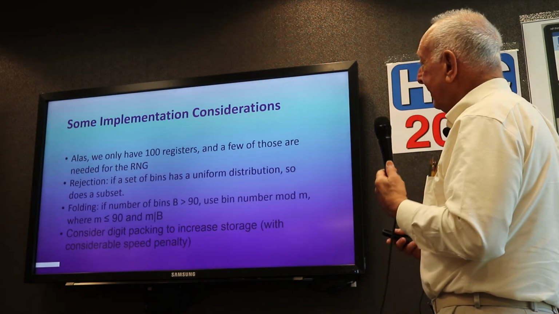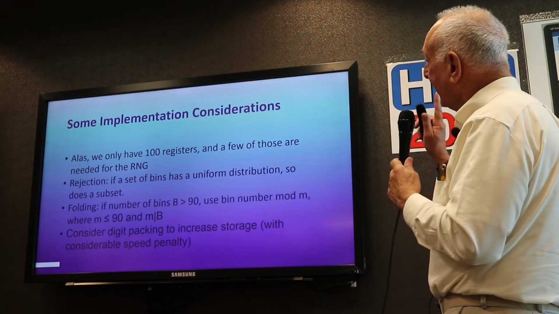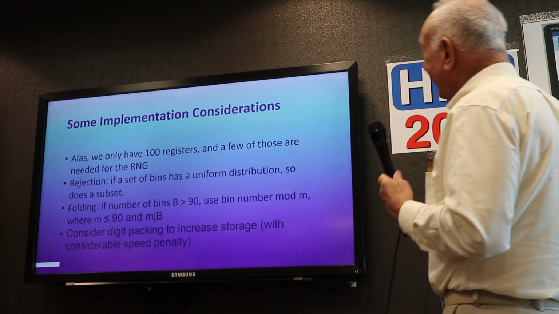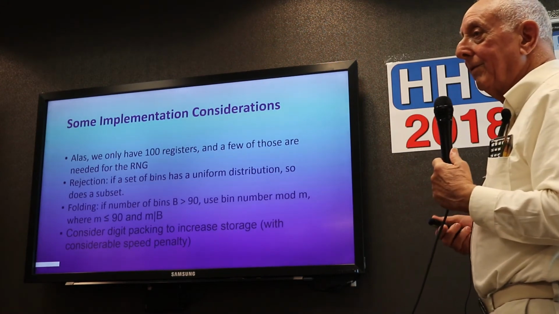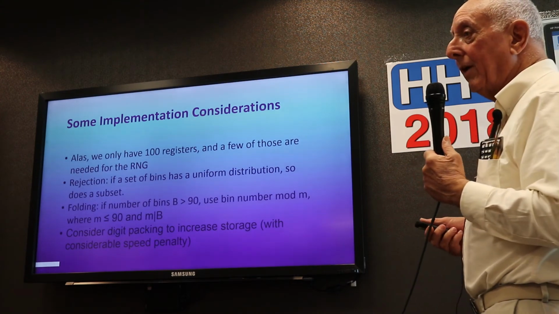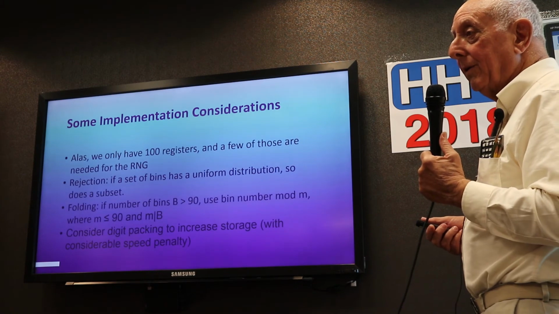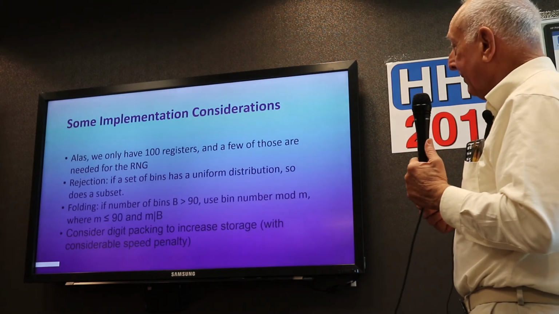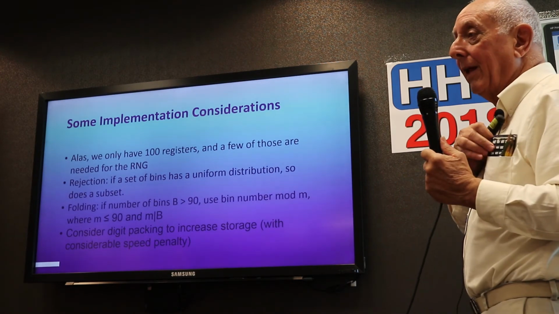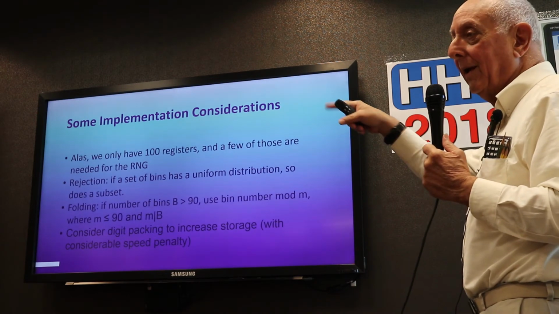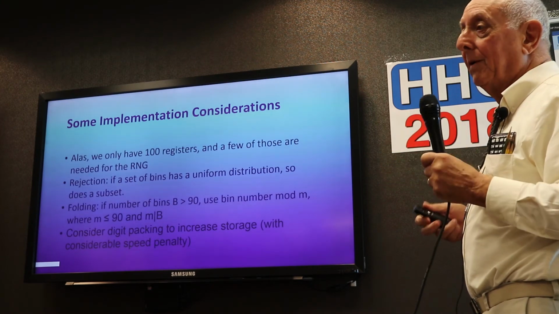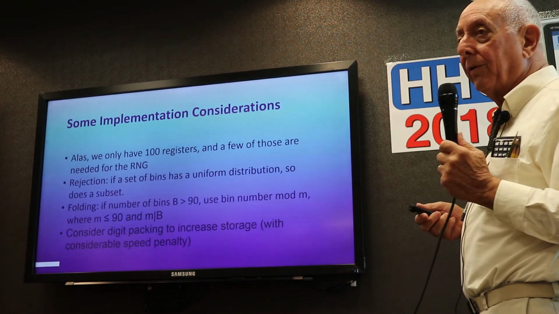Okay, so here's some implementation considerations on it, because this is my computer. 100 registers, and you need some of those to do the random numbers. So you can reject bins that are too high, and you can combine bins, and you can do digit packing to increase the storage, that's what I actually have. Since I did this report, I implemented it. I now have 4 bins in each real number in each register, so I can go up to 360.